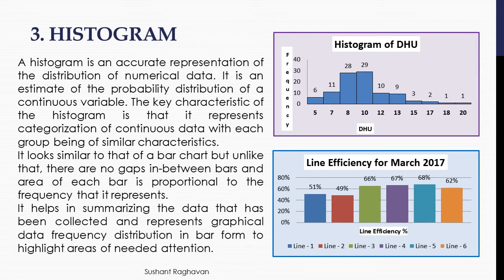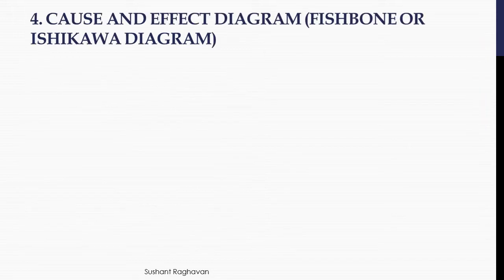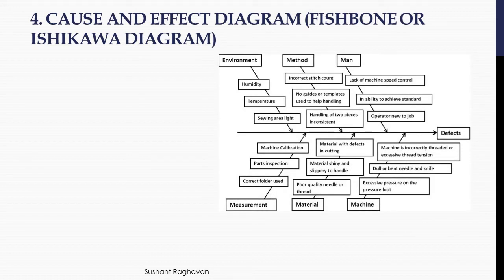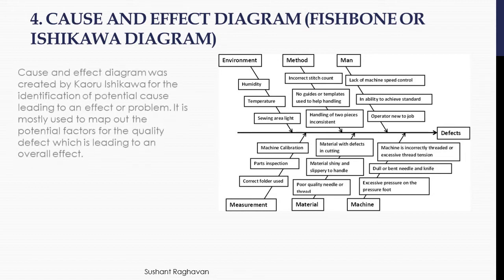It helps in summarizing the data that has been collected and represents graphical data frequency distribution in bar form to highlight areas of needed attention. Cause and effect diagram, fishbone or Ishikawa diagram. This is a diagram for cause and effect, represented by 6M: man, machine, method, material, measurement and environment. You can also use this diagram with 4M.